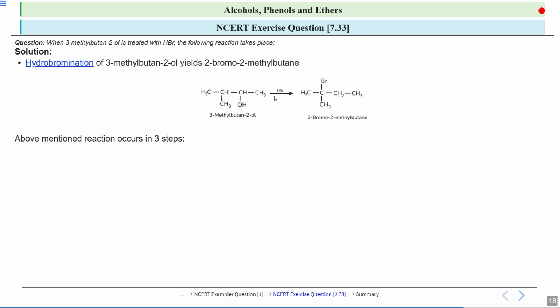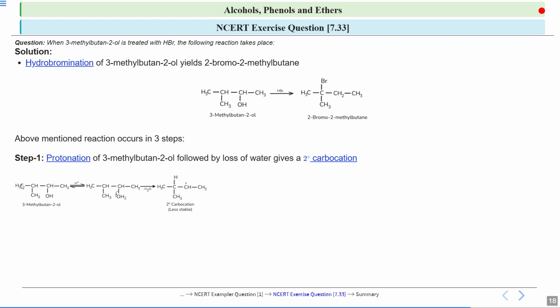Now we will see the mechanism of this reaction. So the above mentioned reaction occurs in 3 steps. Okay. The first step is protonation of 3-methyl butane 2-ol, which is followed by the loss of water. This gives us a secondary carbocation. So look at this reaction. You have 3-methyl butane 2-ol. So first there is protonation. What happens in protonation is that this OH becomes OH2 plus, because protonation is happening. So after the protonation you will see that here it is OH2 plus. Now oxygen is having this positive charge.